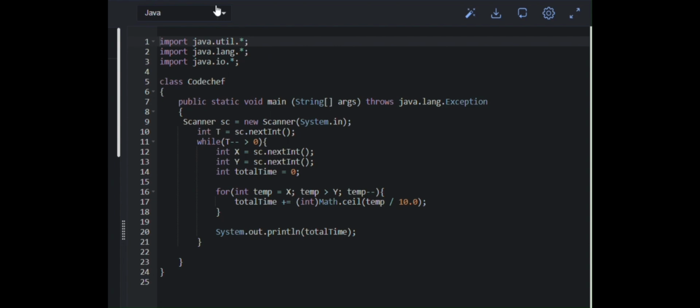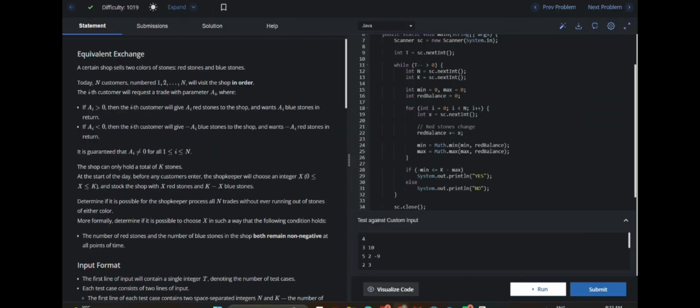Now let's move on to the next question. So now let's discuss the next question, that is Equivalent Exchange. I will be giving you the overview of this question. In this problem, we have a shop containing only K stones. Some are red and the remaining are blue.